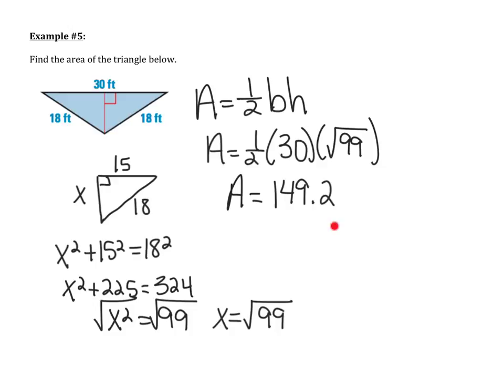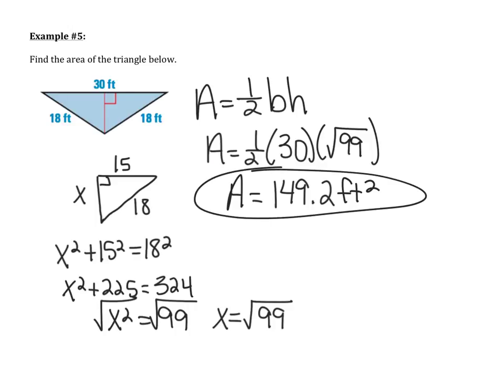149.2. So again, I'm only rounding one time in my answer. I'm not writing down here and then rounding again for my answer because I want to keep my answer as precise as I can. As always, the area is a squared unit, so it's going to be feet squared. So 149.2 square feet is my final answer.